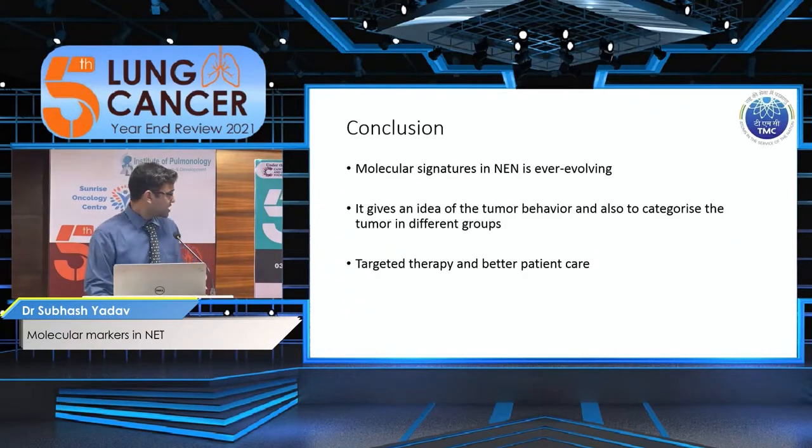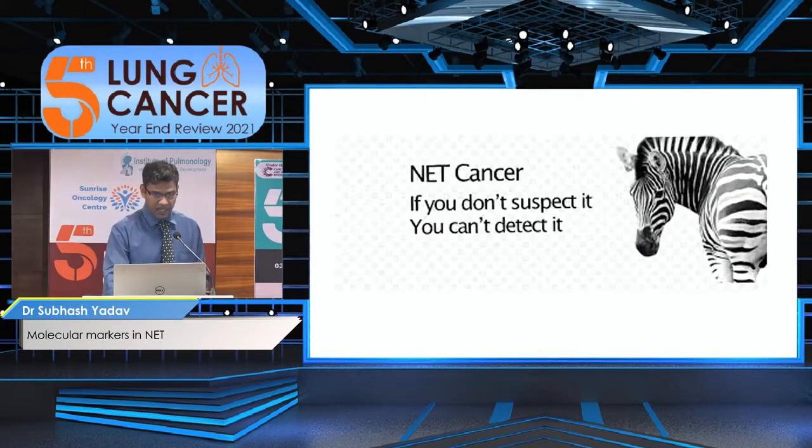So this is my final slide, to conclude: the molecular signatures in neuroendocrine neoplasms are ever evolving. They give an idea of how the tumor is going to behave, and help categorize tumors into different groups for better targeted therapy as well as patient care, and in future to identify more genomic signatures to classify and treat them as separate patients rather than one basket of patients.